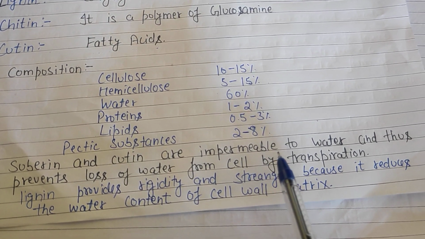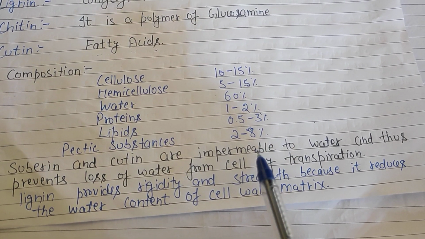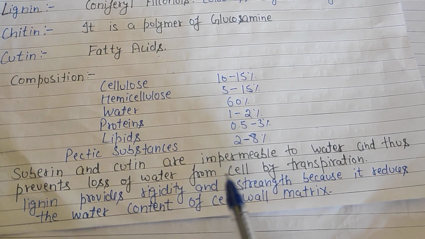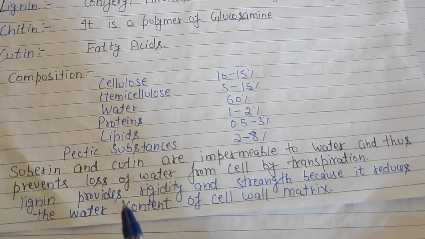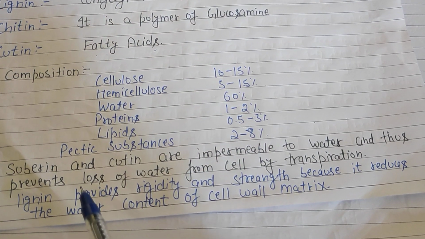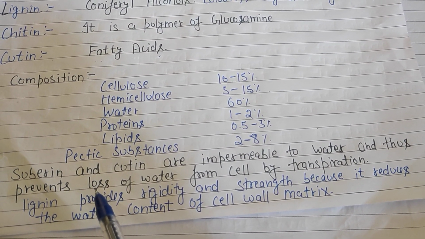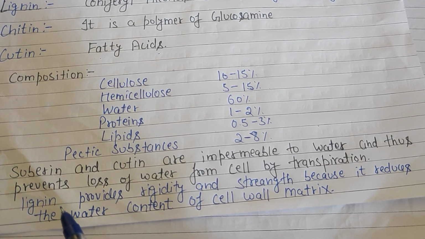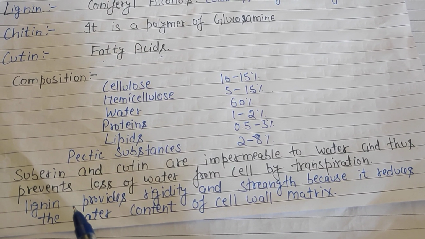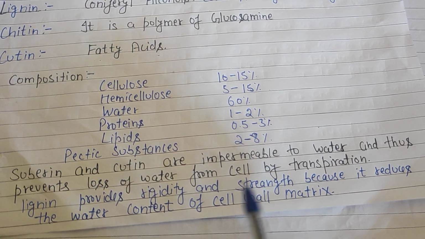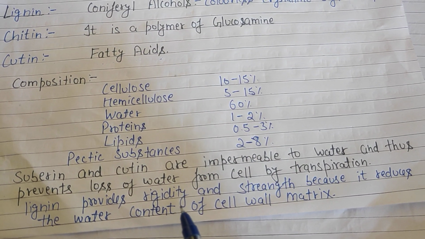Suberin and cutin are impermeable to water, and therefore they are present in relatively higher amounts in cells that are directly exposed to sunlight. Because they are impermeable to water, they prevent the loss of water that would otherwise be transpired. Then lignin is there. Lignin provides rigidity and strength to the cell, because it reduces the water content of the cell wall matrix.